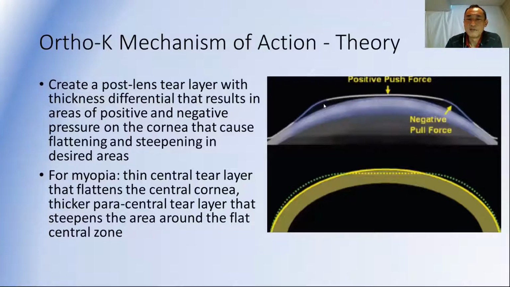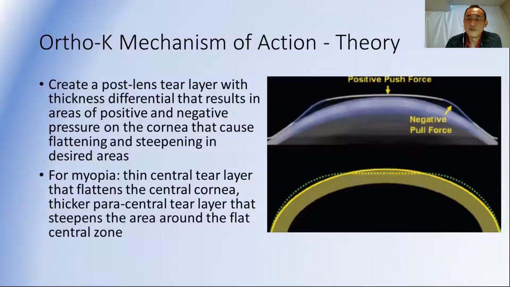This is a reverse geometry design where the central curve is actually flatter than the secondary curve or the mid-peripheral curve here. So by fitting a lens that's very flat centrally, we create forces that will push on the cornea centrally. And by fitting a lens that has a steeper mid-peripheral zone, we create a negative force there that will actually cause the cornea to steepen in the mid-periphery. So the result is an altered corneal shape that's flatter in the center, steeper in the mid-periphery, and that reduces myopia centrally.